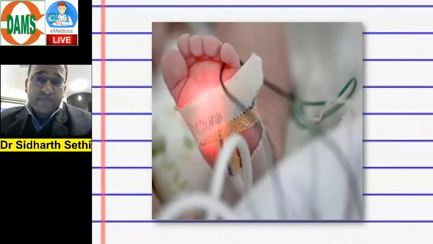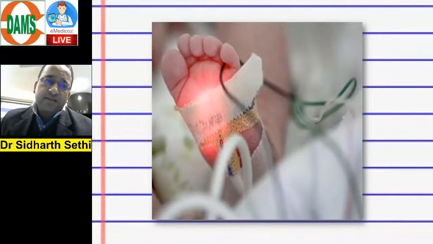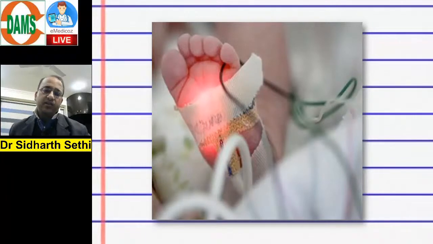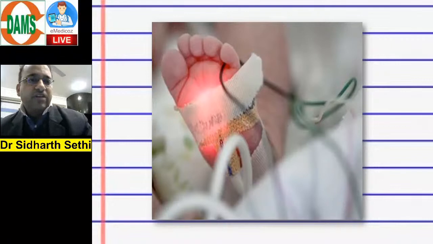Pulse oximetry. So all the babies in the world, when they are born, guys, we do a pulse oximetry to diagnose heart disorders. Okay, and where do we keep a pulse oximeter? Where do we keep a pulse oximeter?